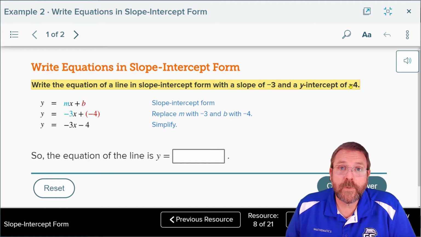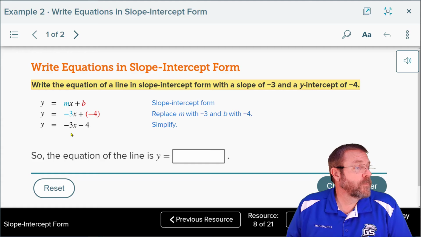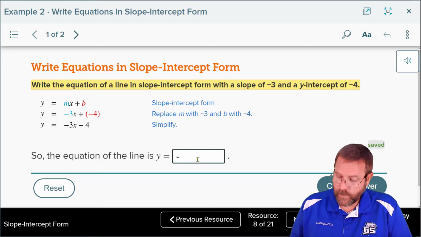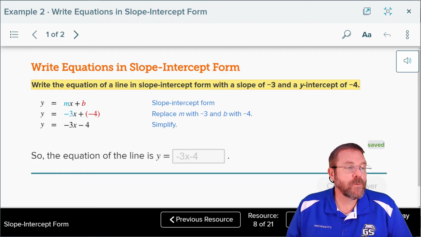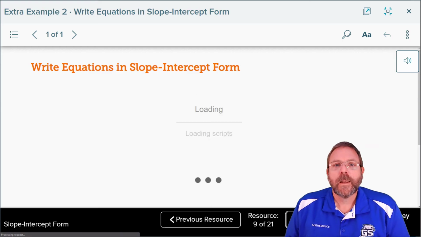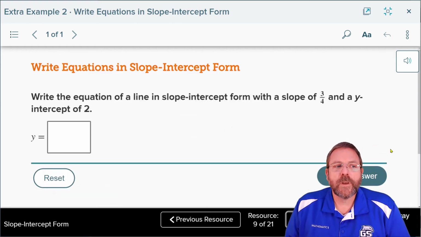Where they had a b value right here, a plus b, they made that plus a -4 because the y-intercept is -4. And then finally from there, they made the ugly problem pretty by multiplying the signs, which gave them -3x minus 4. That is what you're going to end up putting right here, -3x minus 4. That would be your equation in simplest terms. Super easy. Now you pause the video and do this one here on your own.